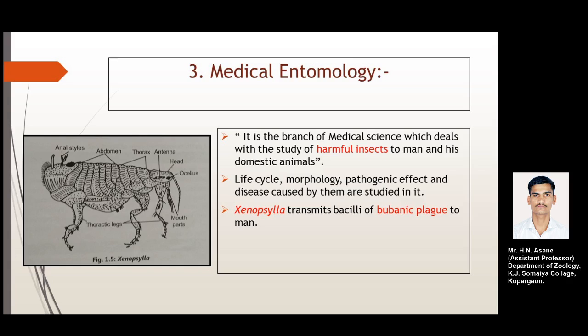Tabanus is also a type of fly. And you are seeing in this picture Xenopsylla, which transmits the bacilli of bubonic plague to man. So bubonic plague was a disease transmitted by this Xenopsylla in the early 50s or early 60s. This Xenopsylla transmits the bacilli of bubonic plague.